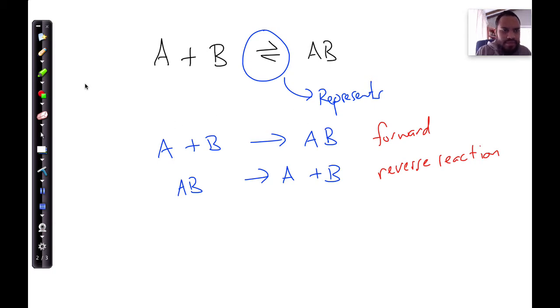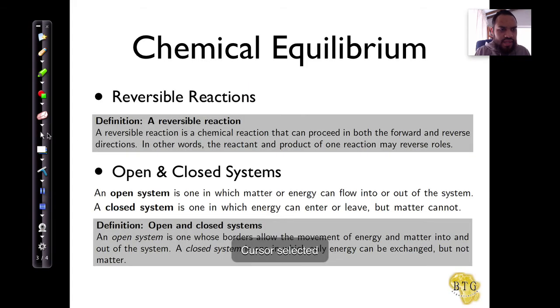So let's just bring this up again. I've got A plus B. That's what a reversible reaction is. It goes both ways. Okay, that's a reversible reaction. It can proceed in a forward direction and a reverse direction, where the products can become the reactants and the reactants can also become the products.